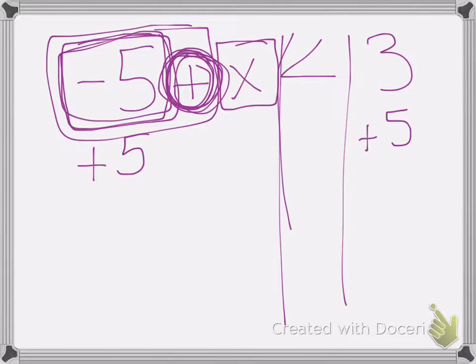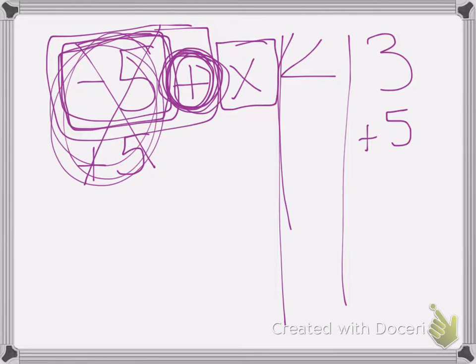Okay? So on this side, negative 5 plus 5 is 0, so they cancel out to be 0. So they're a big 0. Well, 0 plus x is just going to be x, so I leave my x. Inequality sign stays the same. 3 plus 5 is 8. No integers needed because those are both positive numbers. You don't have to worry about the sign. You just keep it the same that it was.